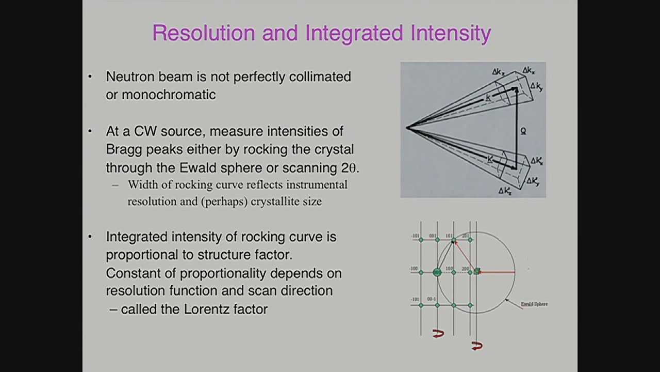And in that case, what happens is your scattering triangle gets smeared out so that your incident wave vector can have any tip it likes inside this box, and your scattered wave vector can have any tip within this box, and Q can be any wave vector which takes you from a point in this box into a point in that box.